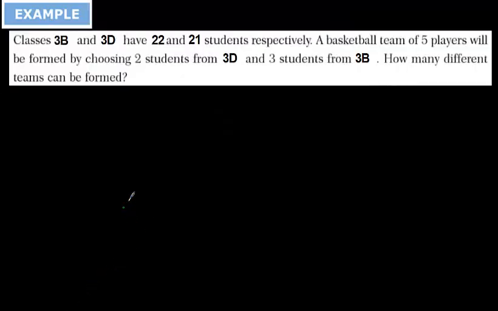Now, in this question, we have 2 classes, 3B and 3D, and in the classes there are 22 and 21 students, and we are going to form a basketball team, 5 players, 2 students from 3D and 3 students from 3B. Okay, then we are going to select with combination because the order arrangement is not important.